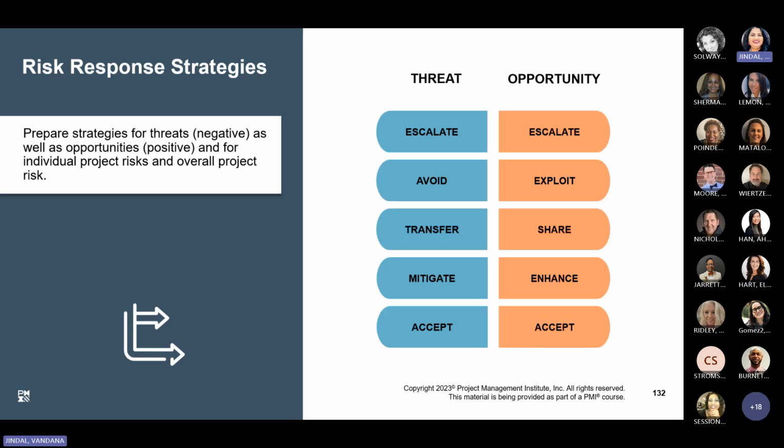Next is enhance. So in enhance, let's say a restaurant owner identifies that many customers are asking for vegan options. That indicates a potential opportunity for the restaurant. So they decide to enhance this opportunity by not just adding a few vegan dishes, but by revamping the entire menu to be vegan friendly.